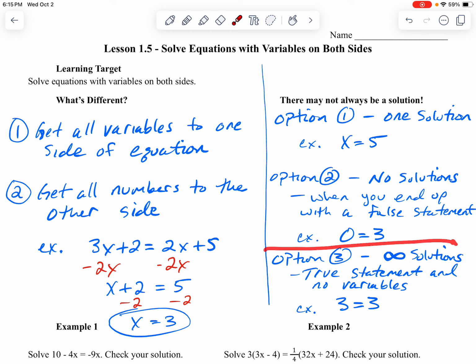Option 3, I could have infinitely many solutions. Again, in this case, the variables will cancel each other out, but I'll end up with a true statement, such as 3 equals 3 or 0 equals 0. And those are the 3 options that we have.